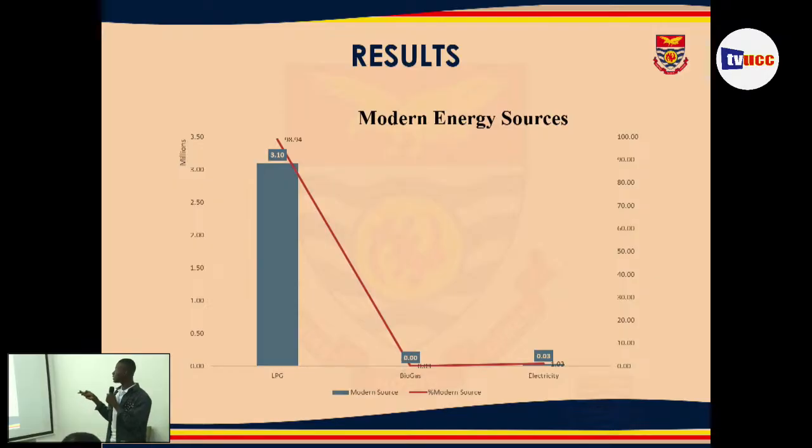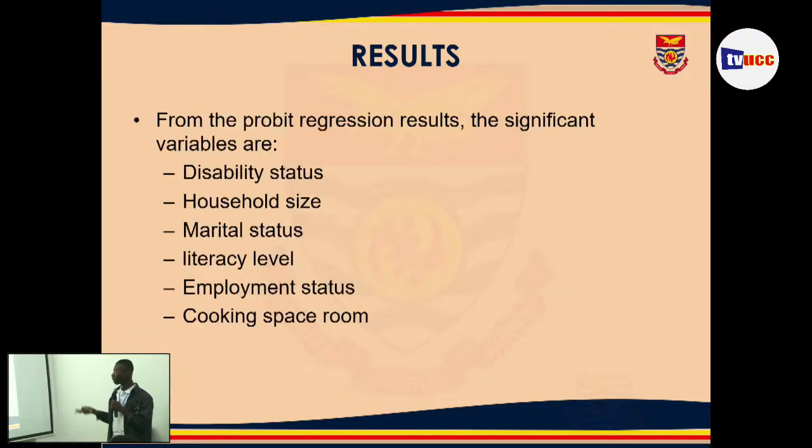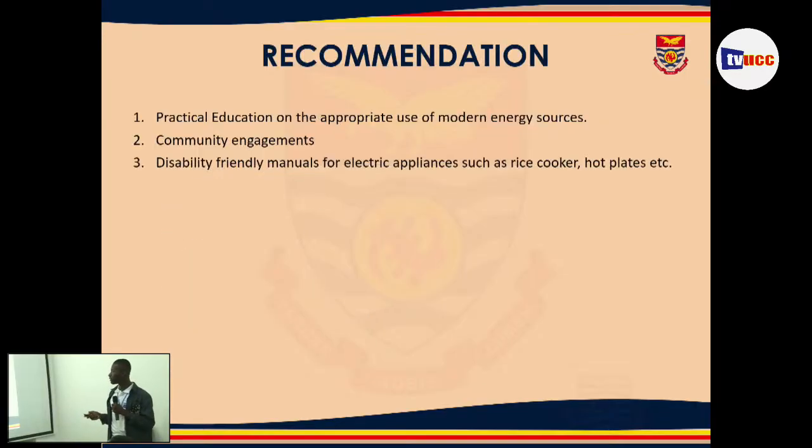Similarly, for the modern energy sources, the one used most was the LPG. Electricity was the least used one. Now, from our results, we realize that disability status, household size, marital status, literacy level, and all these are the major factors affecting the use of the modern energy services.